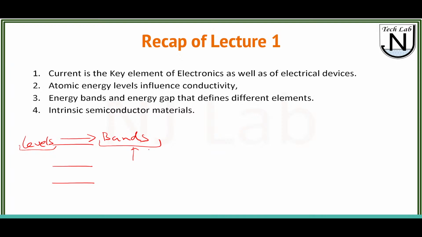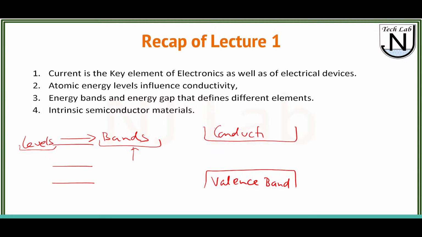And I told you that the only energy band we are more interested in is the outermost shell. The electrons present in the outermost shell form what is known as the valence band, right? We also discussed the conduction band. Only if electrons are present in the conduction band may we have free electrons, and only then may we have a current, right?